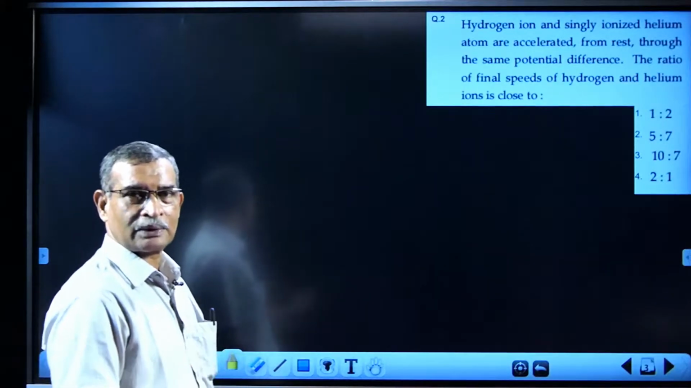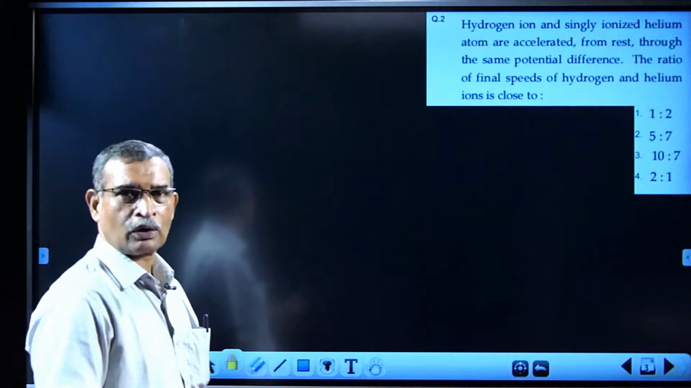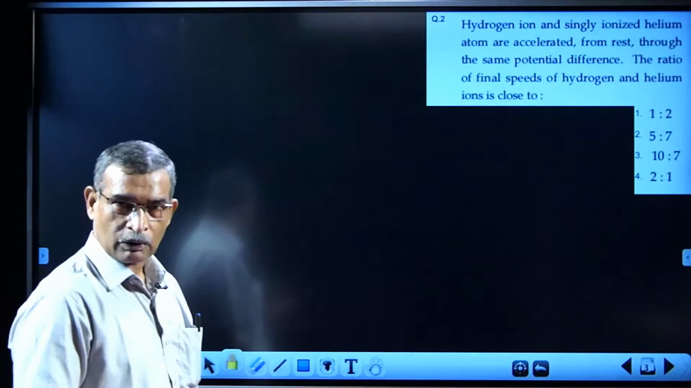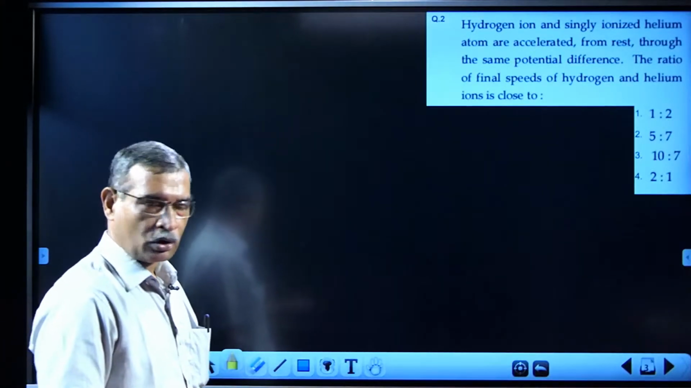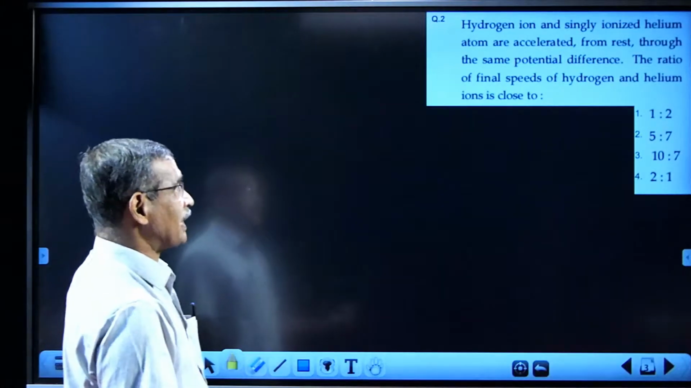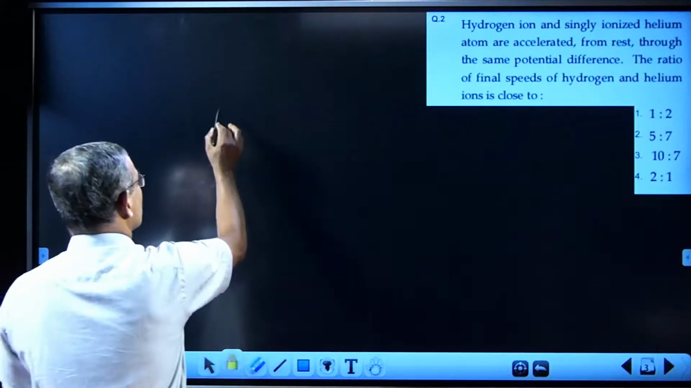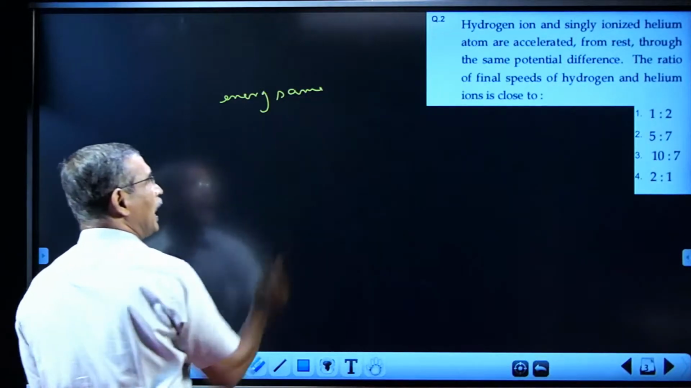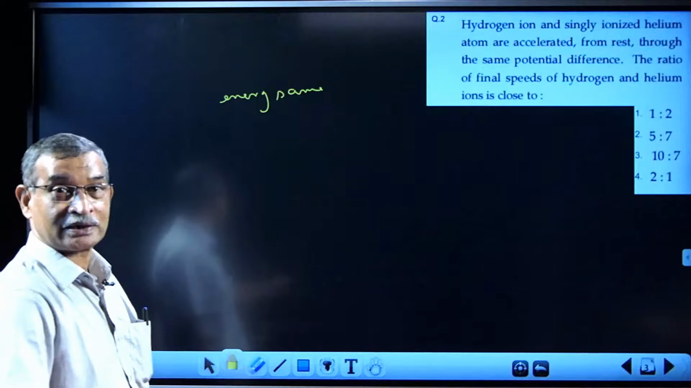And when the same charge is accelerated through the same potential, the electrical work done or gain in kinetic energy is the same. Because the electrical work done is given by E into V. Here V is the same, and the charge on both of them is the same. One is fully ionized hydrogen and the other is singly ionized helium. Therefore, EV is same, or energy is same. And here, for the ratio of the final speed, since energy is same, kinetic energy is same.